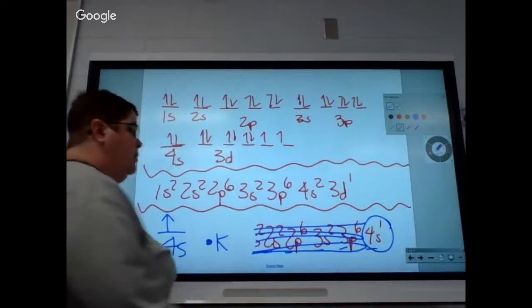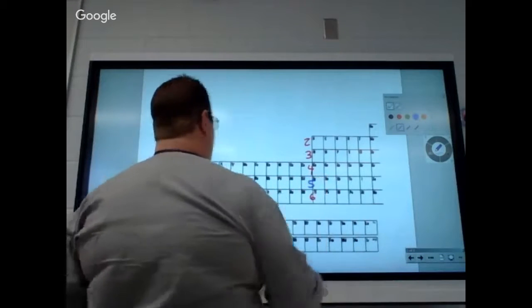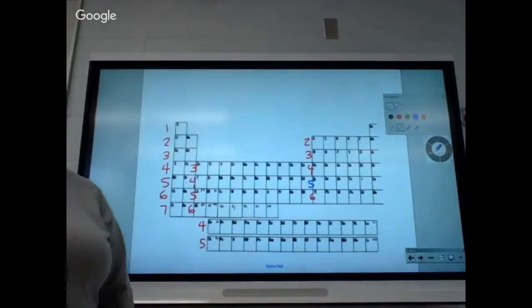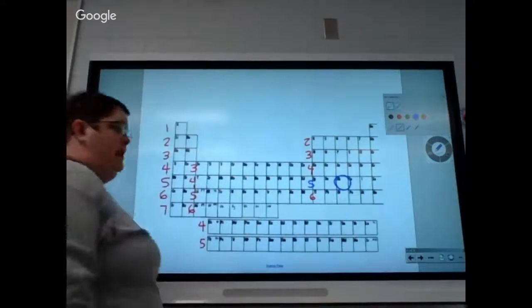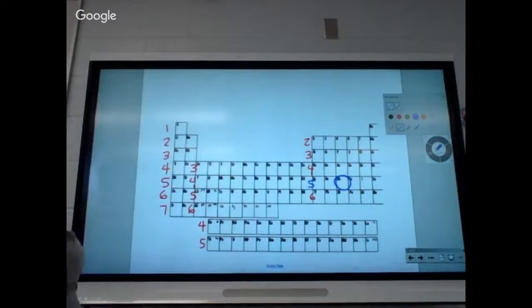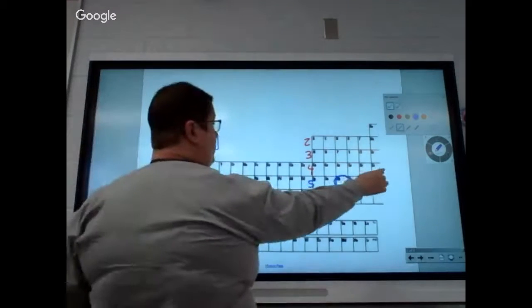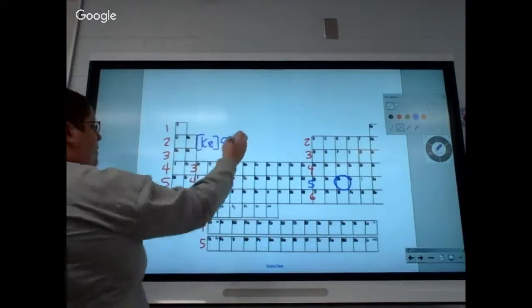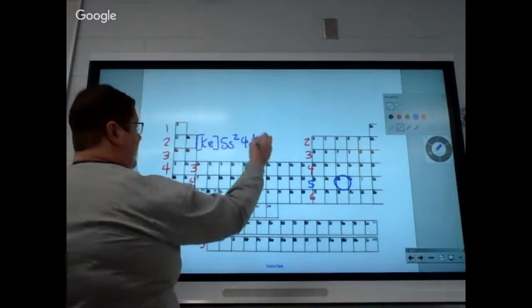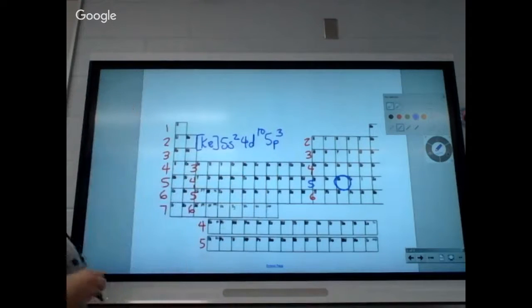All right. So, shorthand. If we go back and look at the numbering, are we okay with drawing the numbers in? All right. So, Sb is here. What noble gas comes before Sb? Okay. So, we're going to put Kr in brackets. What comes after Kr? 5s2. And then what? 4d10. And then what? 5p3. Questions about that?